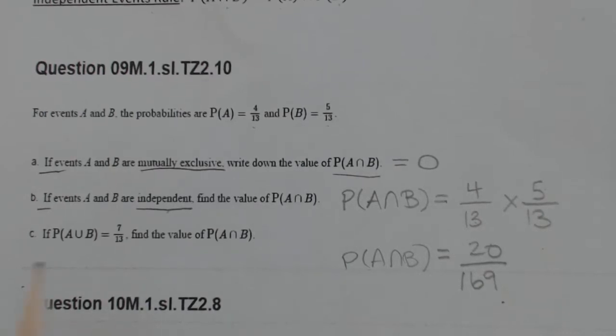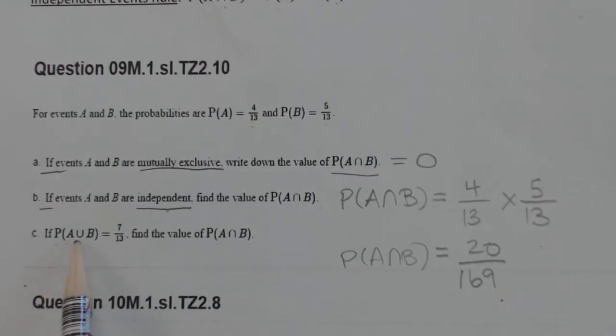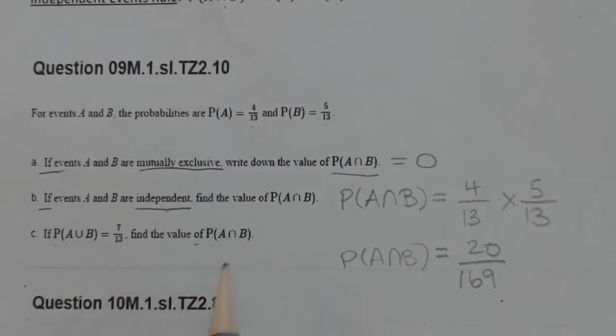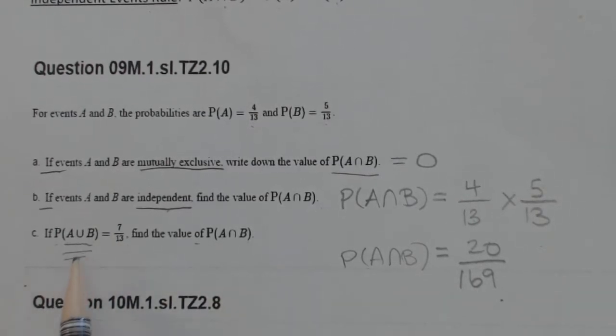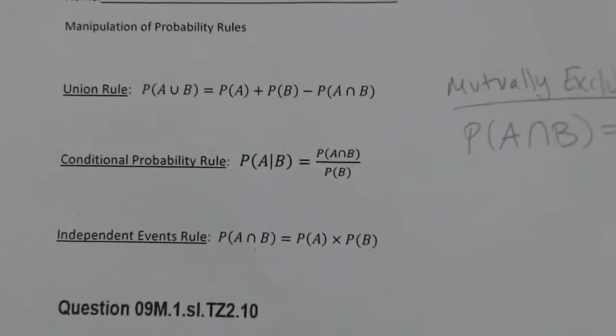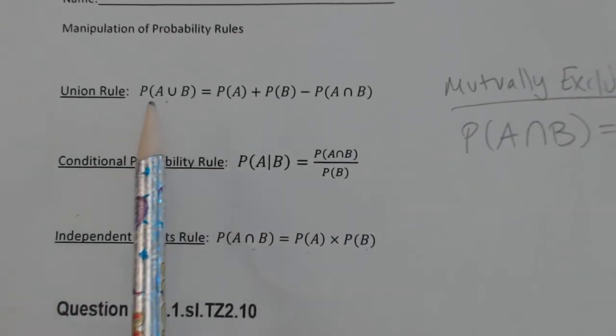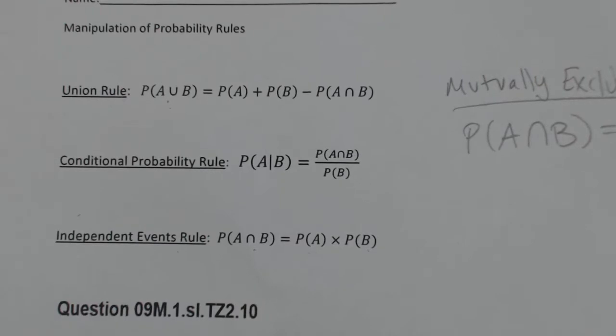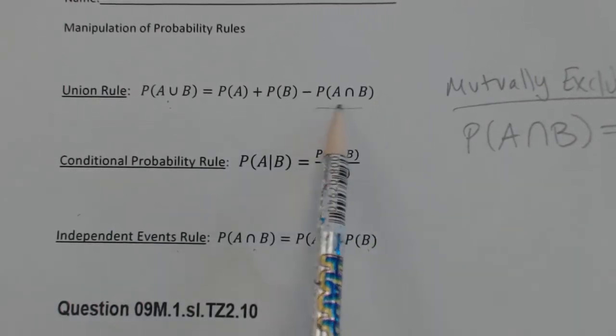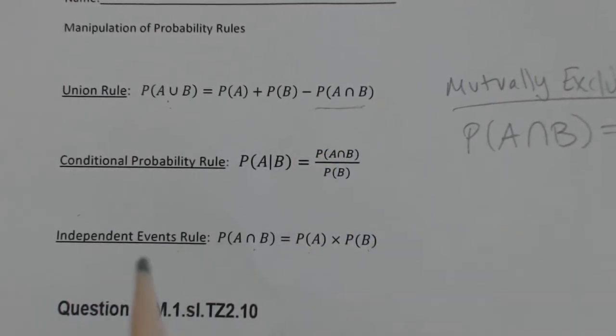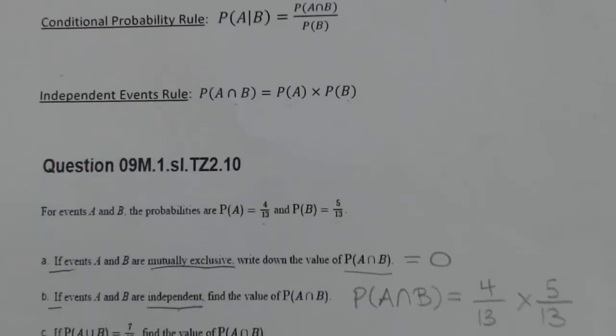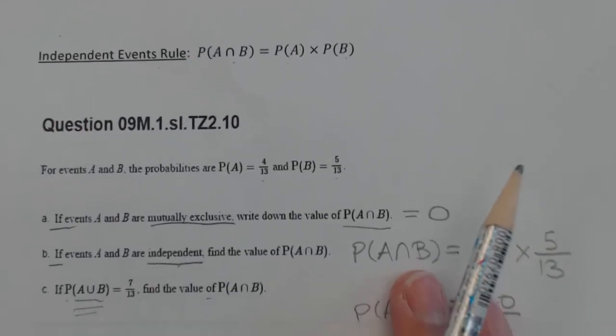Part C reads, if the probability of A or B equals 7/13, find the probability of A and B. Since they gave us this or, the union, we're going to have to use our union rule. And this is where the manipulation of our rule comes in handy, because what they want us to do is actually find the probability of A and B. So that's going to require a little bit of work.